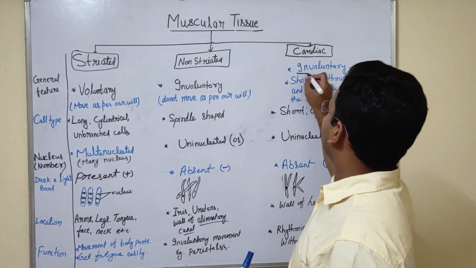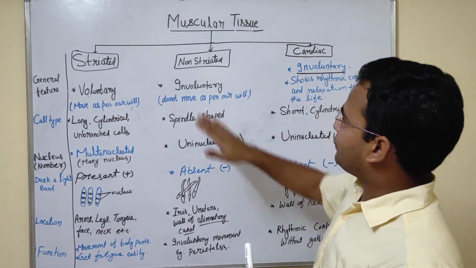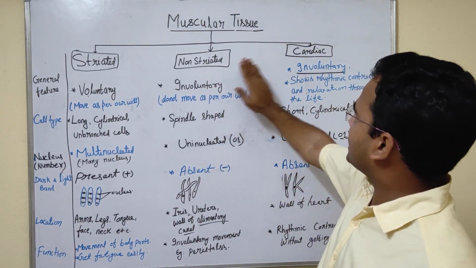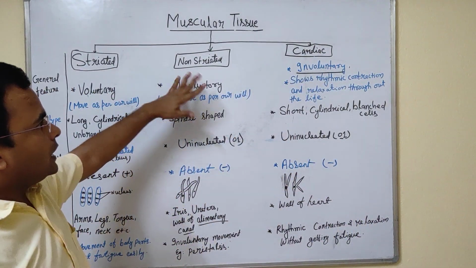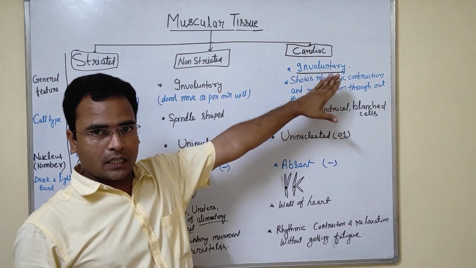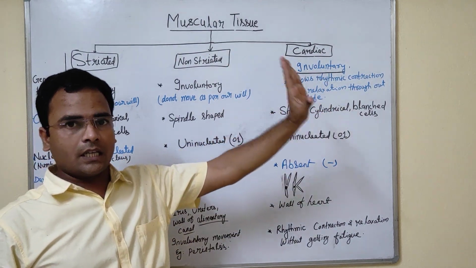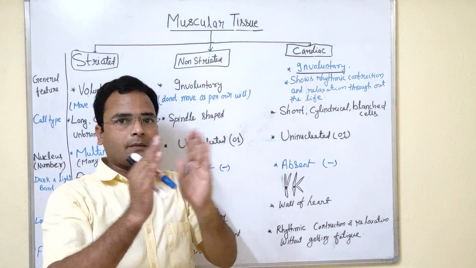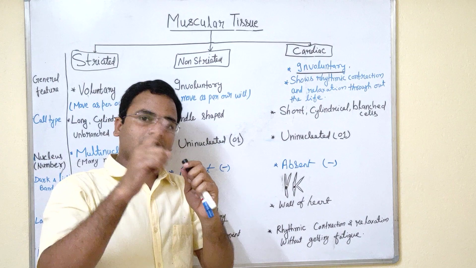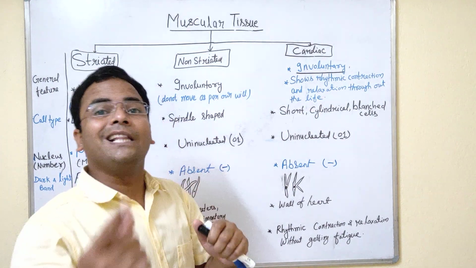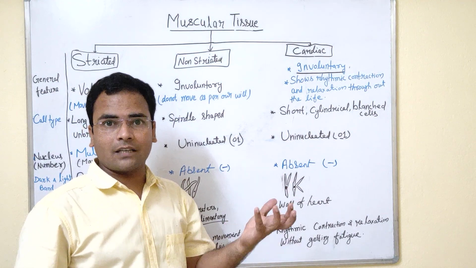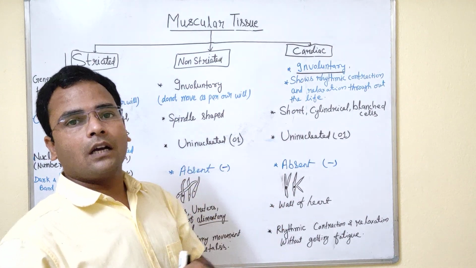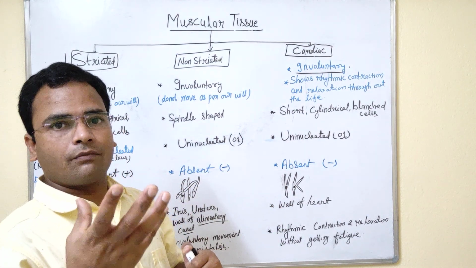It is also involuntary. But the difference between non-striated and cardiac is that this one gets easily fatigued, but the cardiac muscle will never fatigue. It shows rhythmic contraction and relaxation from the time of origin till death. But here the story is different. The non-striated muscle gets fatigued also. It will function based on the requirement.